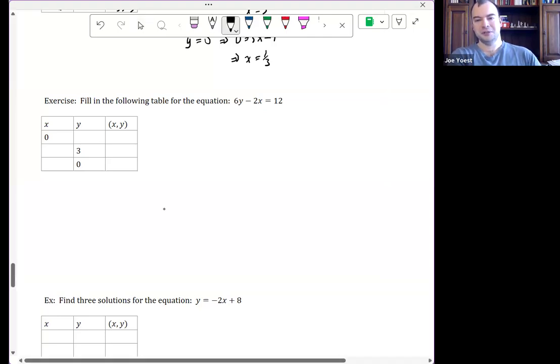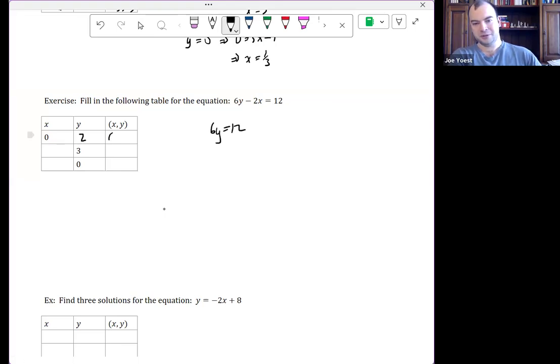When x is 0, that means that 6y minus 0 equals 12. Y, of course, has to be 2. When y is 3, that means that 6 times 3 minus 2x equals 12. 18 minus what has to be 12? Well, 2x has got to be 6, or x has got to be 3. So when x is 3 and y is 3, I get 18 minus 6, which is indeed 12.